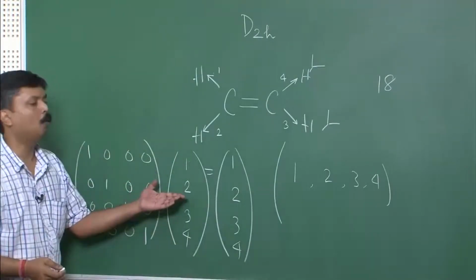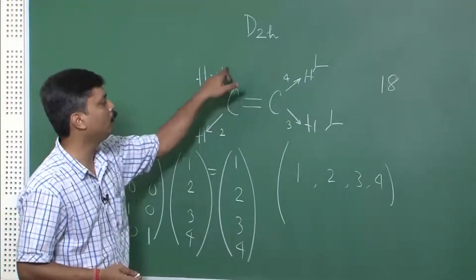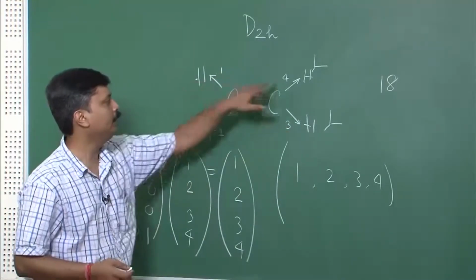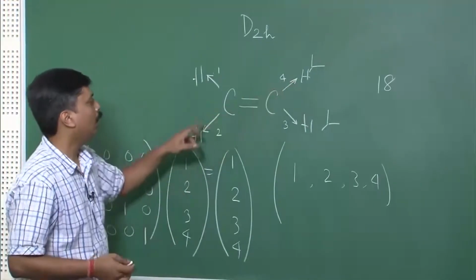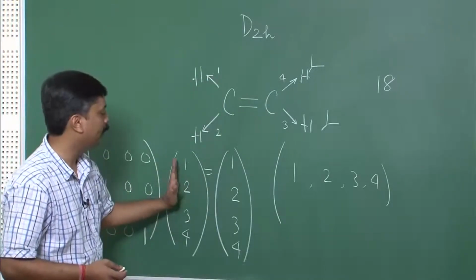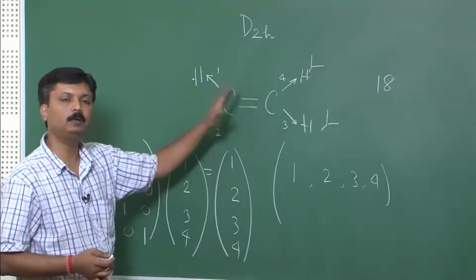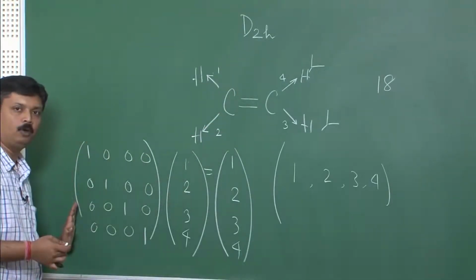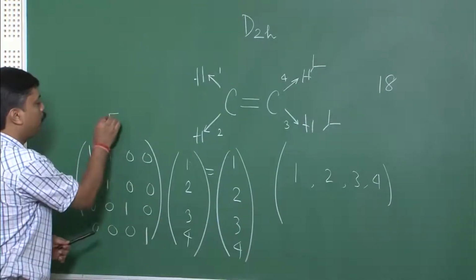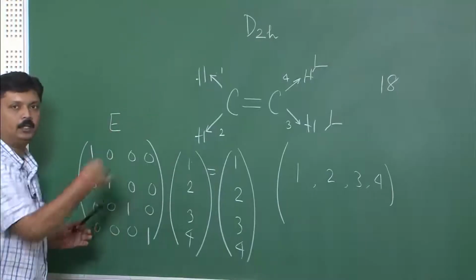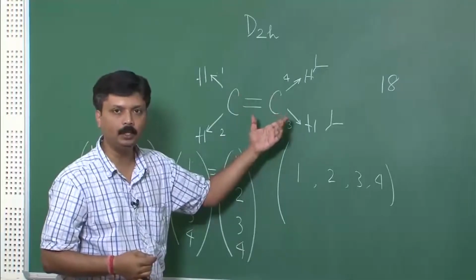Similarly, I can find what will happen if I operate C2. In case of C2, 1 will go to the place of 3, 3 will come here, and this one will go here, 2 will come to this place. So I will know exactly how my column vector is getting modified after a particular operation, and then correspondingly I can find the matrix form of that symmetry operation. So this is the matrix form for the identity operation. Similarly, I can find it for the C2 operation, and for the other C2 primes, which are perpendicular C2s.